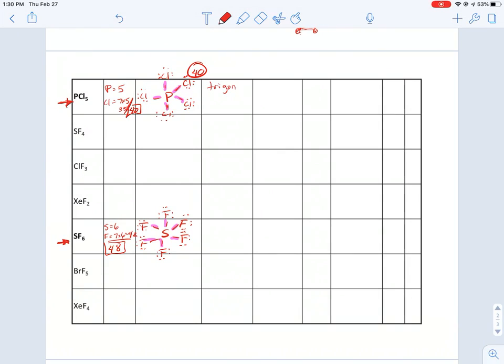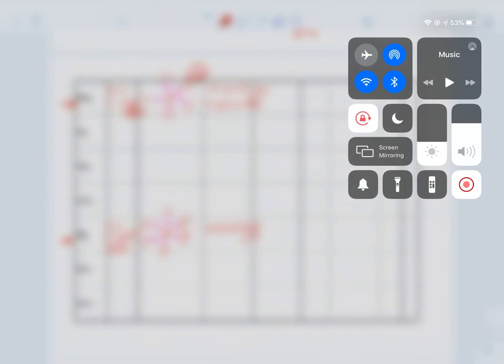So this guy's name right here is trigonal pyramidal. And this guy right here is octahedral. And because they don't have any lone pairs on the middle atom, they have the same molecular name. All right, that should take care of it.